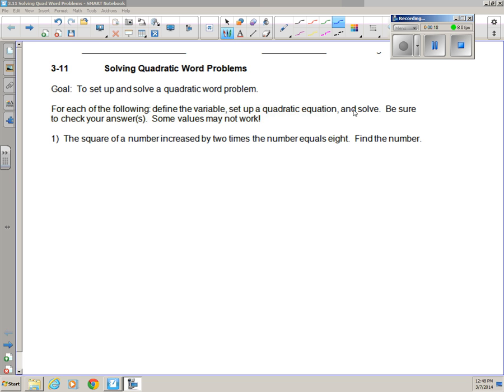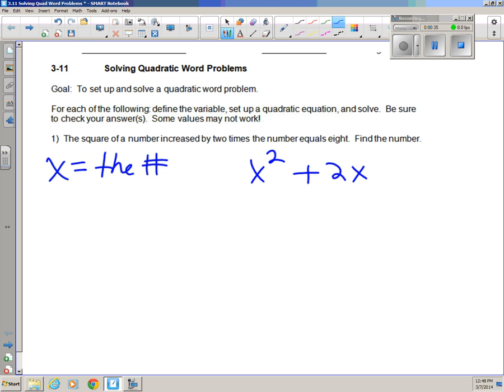So we're looking at the first one. The square of a number increased by 2 times the number equals 8. Find the number. Well, let's use x to equal the number. If we set the equation up, it says the square of a number, x squared, increased by 2 times that number, plus 2x, is equal to 8.